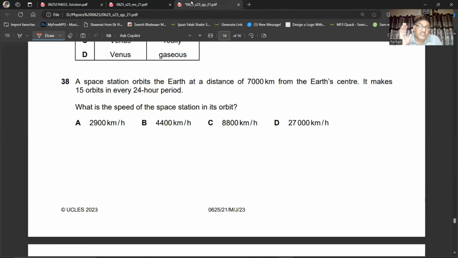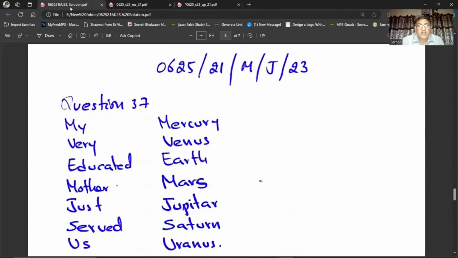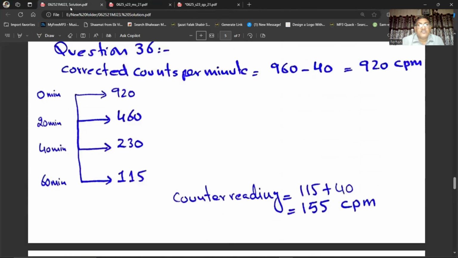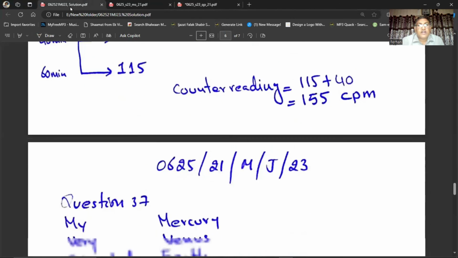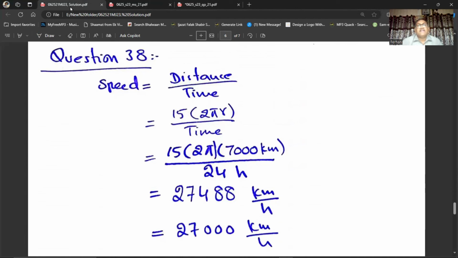So it completes 15 revolutions around the Earth, and the radius of that orbit is given. Here we have question number 38. Speed is distance divided by time. There are 15 revolutions.